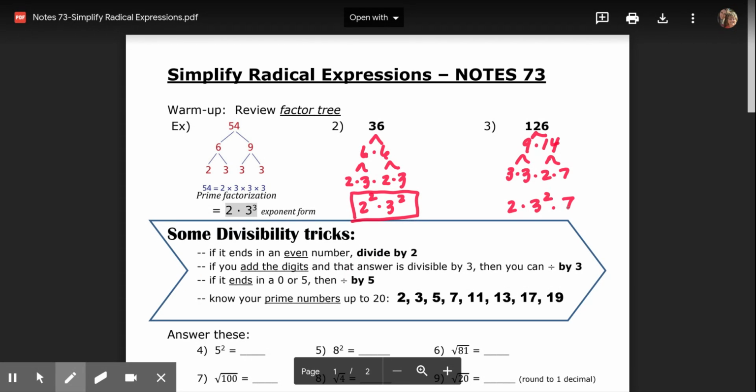Some divisibility tricks. If it ends in an even number, you can divide by 2. If you add the digits and that answer is divisible by 3, then you can divide by 3. If it ends in 0 or 5, then you can divide by 5. And know your prime numbers up to 20. So 2, 3, 5, 7, 11, 13, 17, and 19.